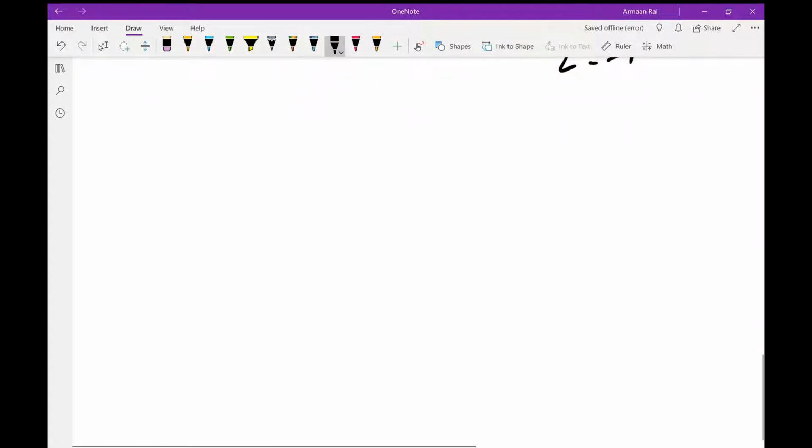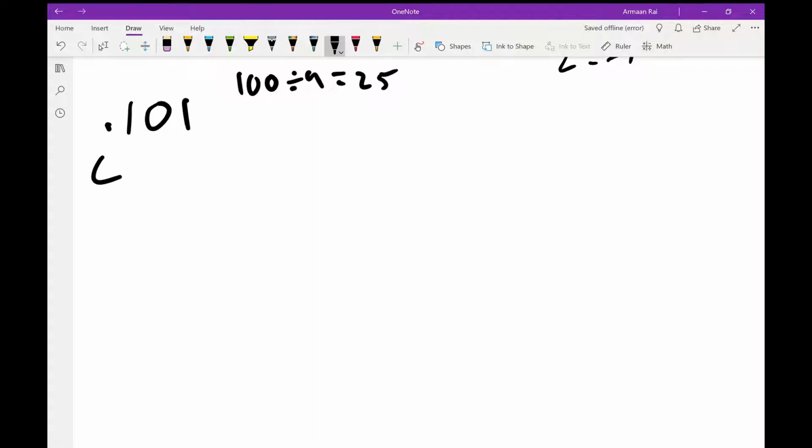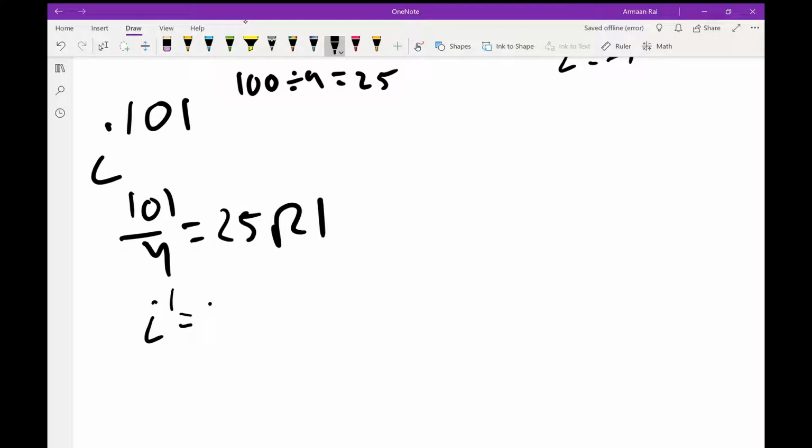So this works with everything, really. If you have i to the 101st power, we know that 100 is divisible by 4, and that gives 25. So we take 101, divide by 4, and we get 25, remainder 1. That means we take i and bring it up to the first power, which is i.